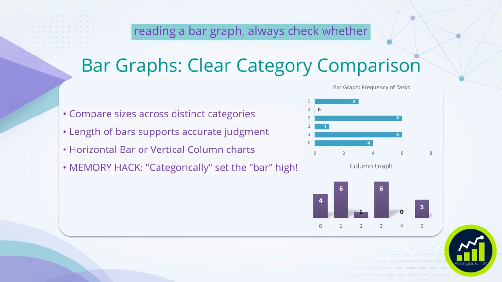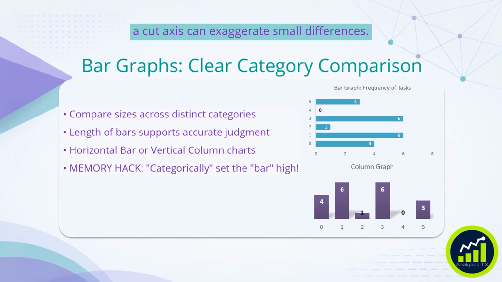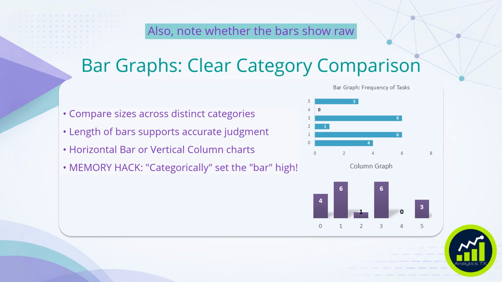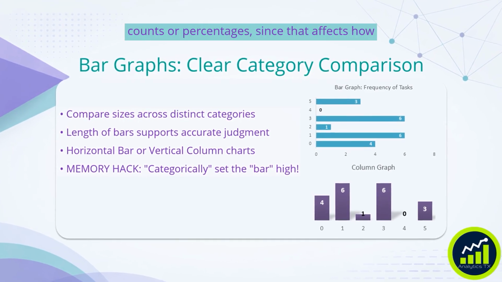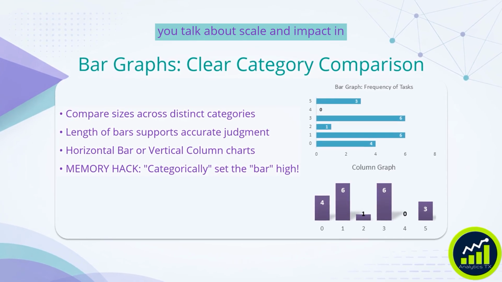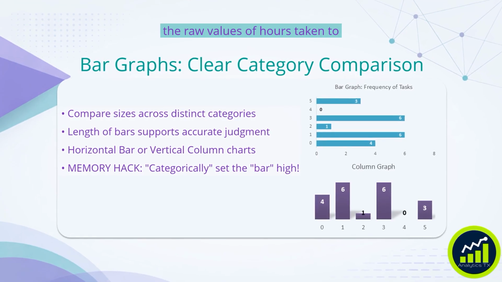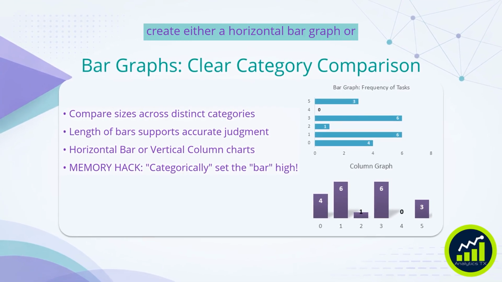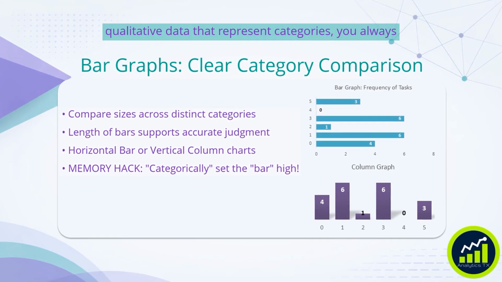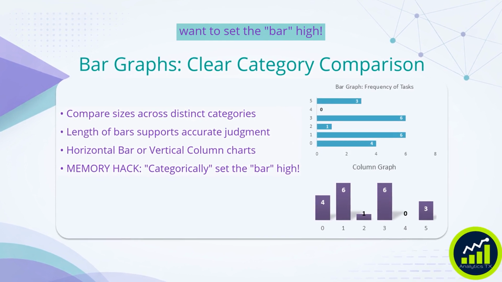When reading a bar graph, always check whether the vertical axis starts at 0, because a cut axis can exaggerate small differences. Also, note whether the bars show raw counts or percentages, since that affects how you talk about scale and impact in decisions. In the task's example, we use the raw values of hours taken to create either a horizontal bar graph or a vertical column graph. With discrete or qualitative data that represent categories, you always want to set the bar high.